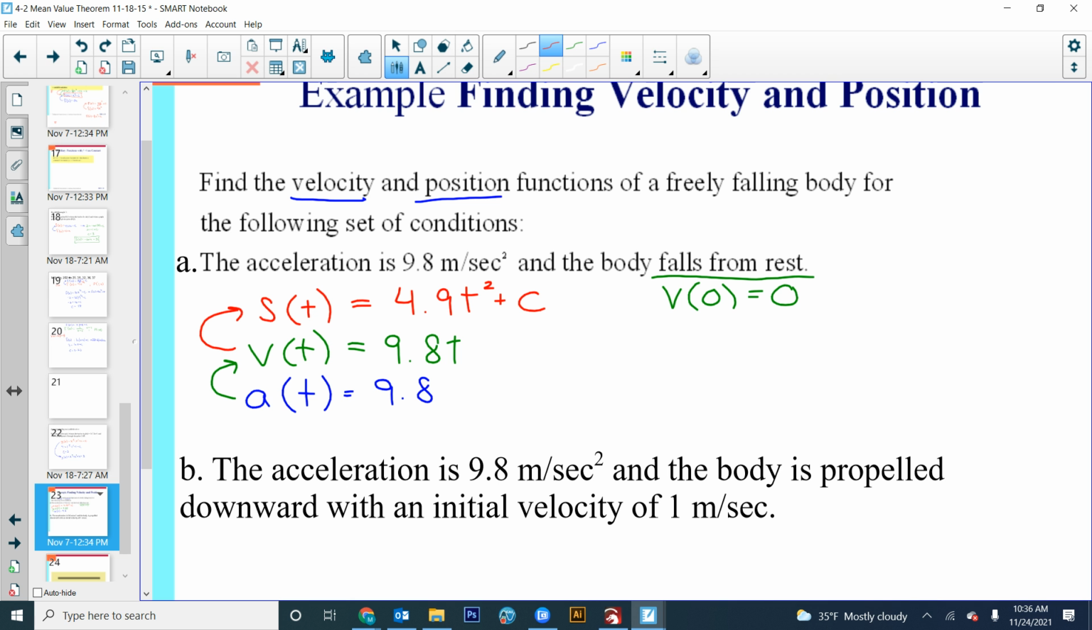Can we find C there? What would you need to know to find that C? A point on the position, right? At a certain time. Are we told anything like that? No, we can't solve for that C.